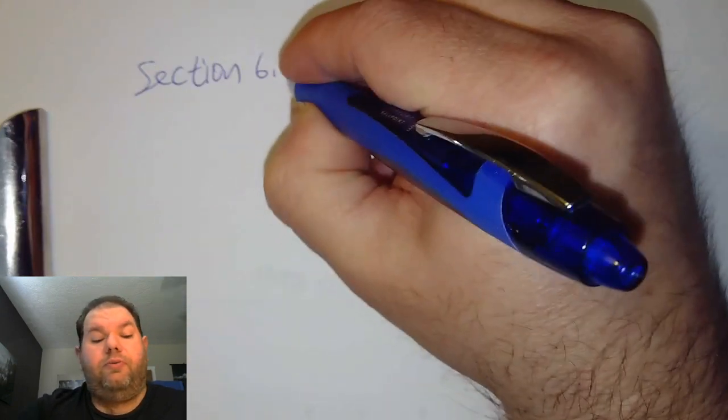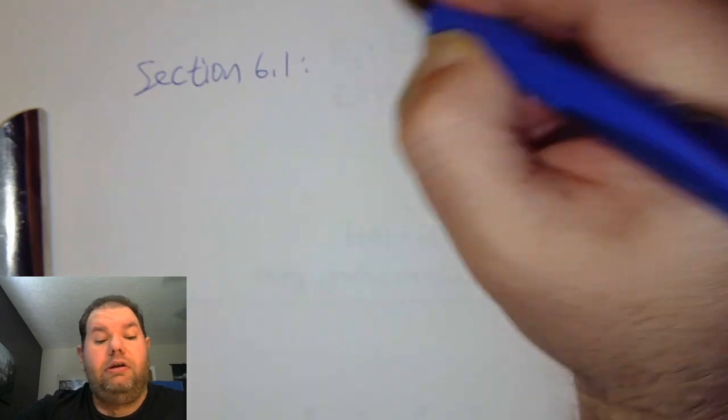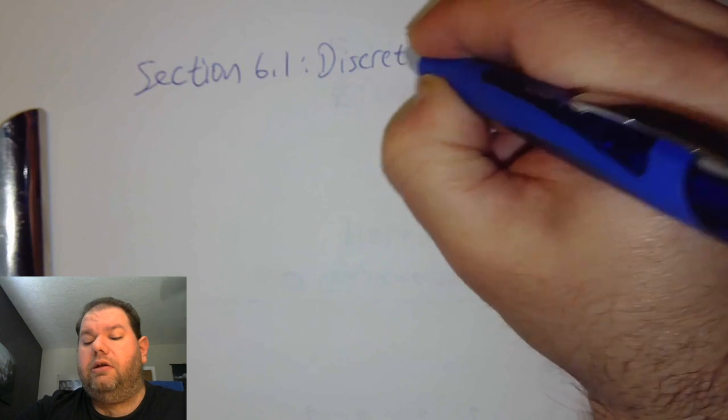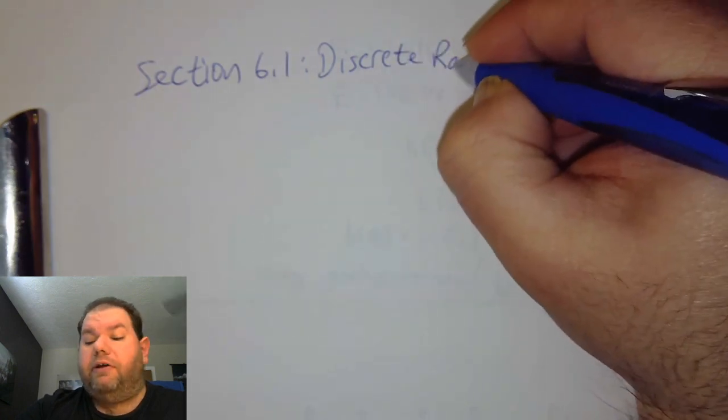Section 6.1. It's discrete random variables.